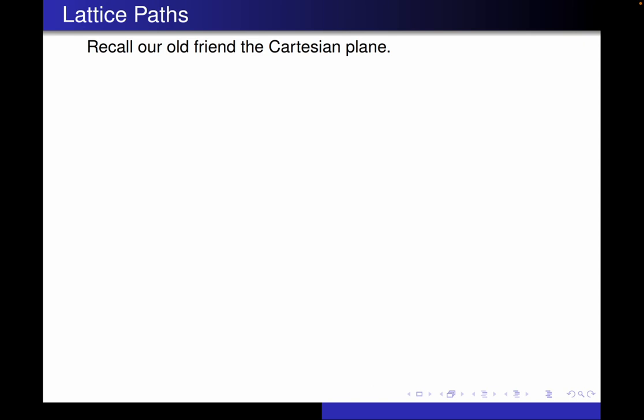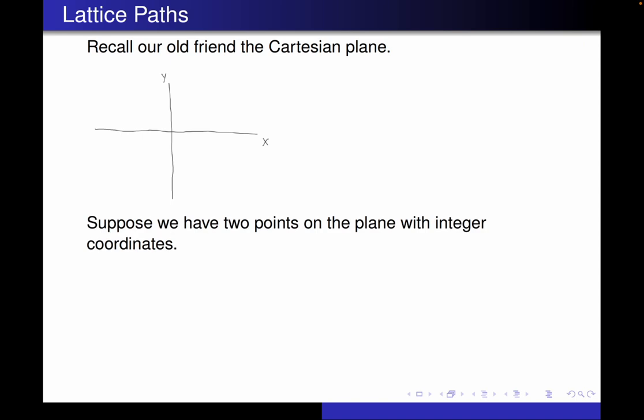The last concept we're going to talk about in this particular video is something called lattice paths. So to get started, let's remember our old friend the Cartesian plane, and that's just the plane with an x-axis and a y-axis, like we were talking about back when we were doing Cartesian products. And suppose we have 2 points on the plane that have integer coordinates. What that means is the x-coordinate is an integer and the y-coordinate is also an integer. And so here are our 2 points.